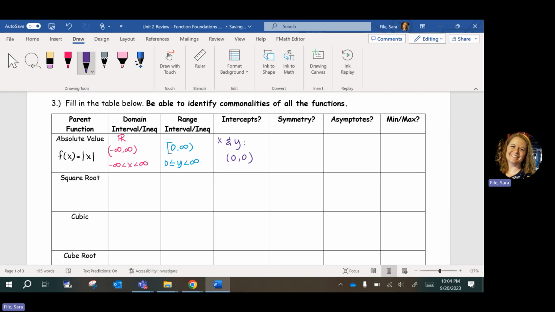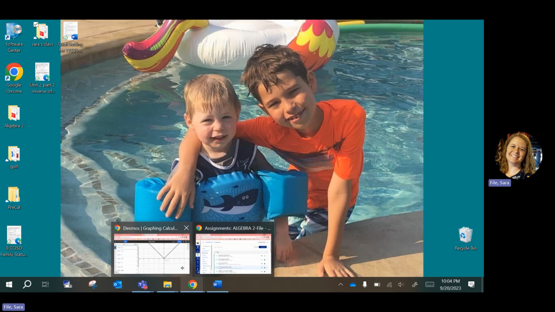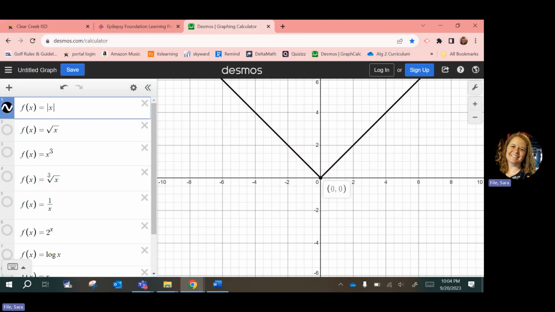Okay. Symmetry. We talked about symmetry. We practiced talking about if your graph is symmetric about the y-axis. That means that the y-axis serves as an AOS, or an axis of symmetry, and every point on the left and right would mirror each other. It's a reflection over that line. That's what the absolute value function is. If I folded it along the y-axis, it's symmetric.